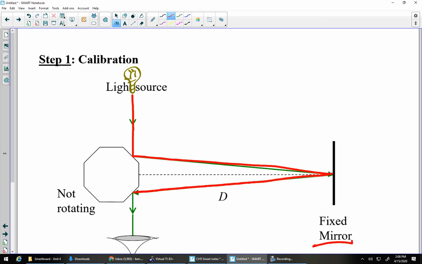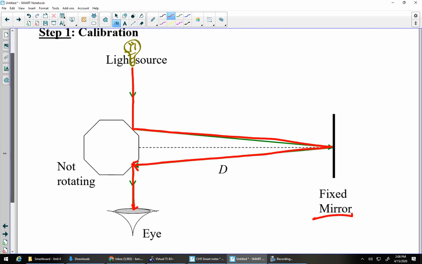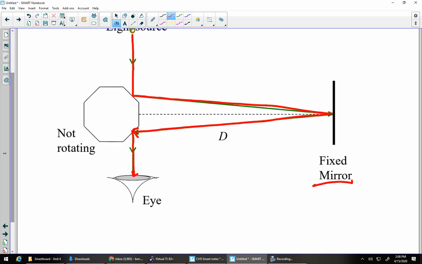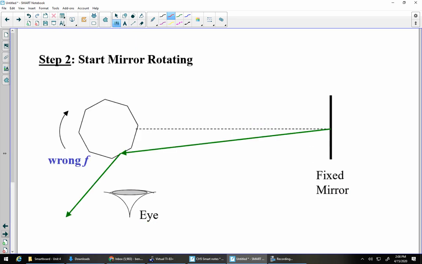And as long as this 8-sided mirror is in the correct orientation, it would come down, and then a person could detect that. So it says an eye, that would be a person looking to try to detect that light. So as long as it's in this orientation, the light bounces off the 8-sided mirror, bounces off the fixed mirror, comes back, and the eye can actually see it.